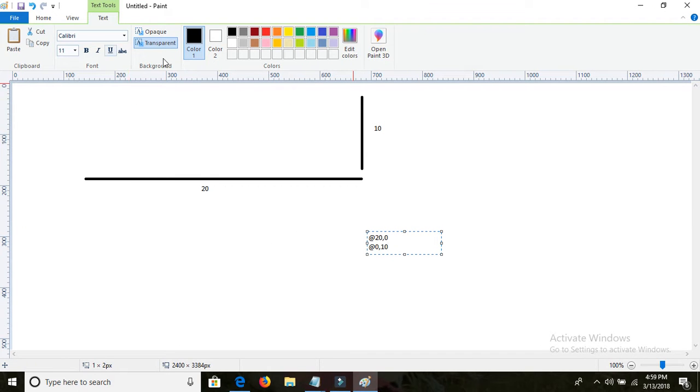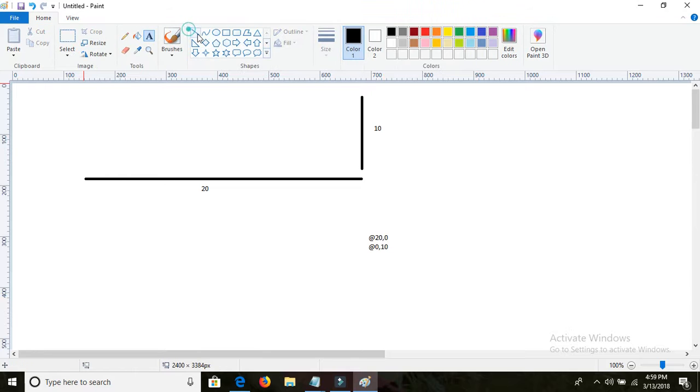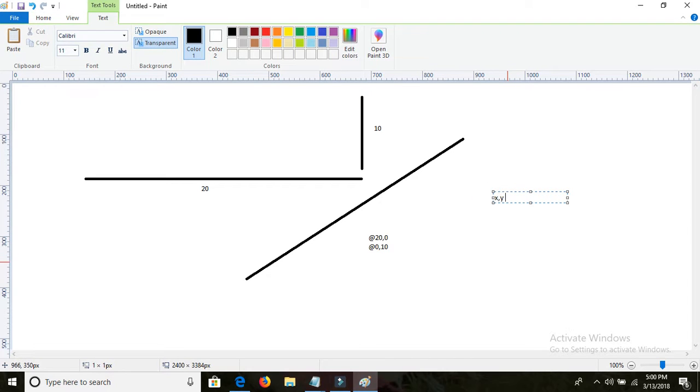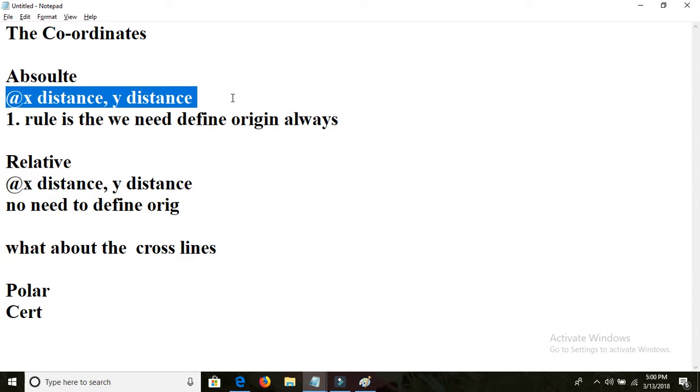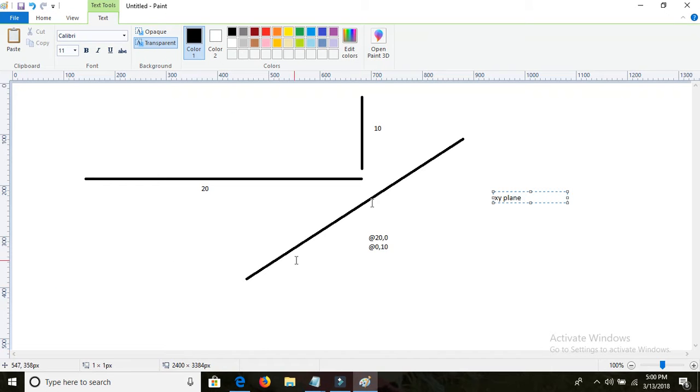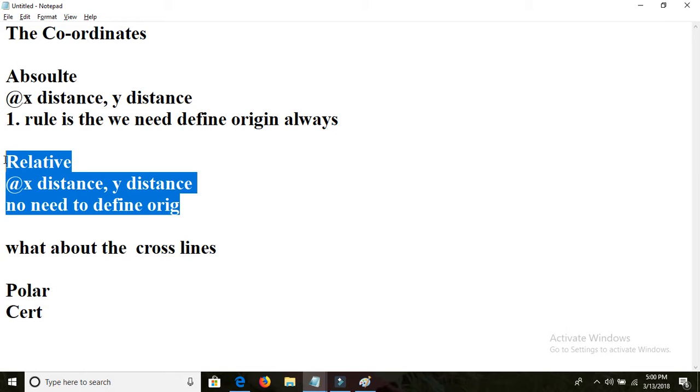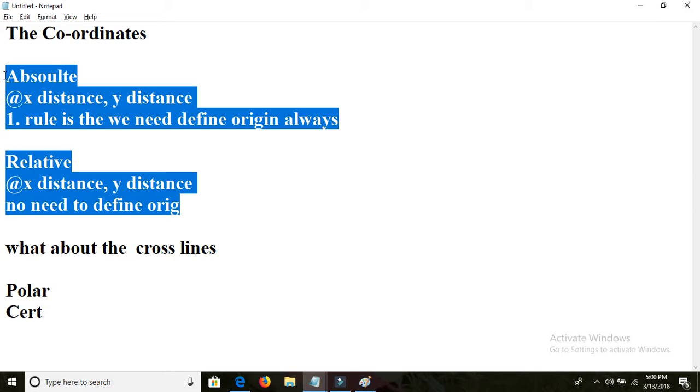That's very difficult. See, let's say I take one cross line here. Now, which plane does this line lie on? We can't say; this line lies on both x and y, so I can say the xy plane, right? But as for the syntaxes of absolute and relative, we have the syntax of x distance and y distance, and we can't directly give the x distance and y distance of this cross line. That's the reason we can't draw cross lines in relative or absolute.